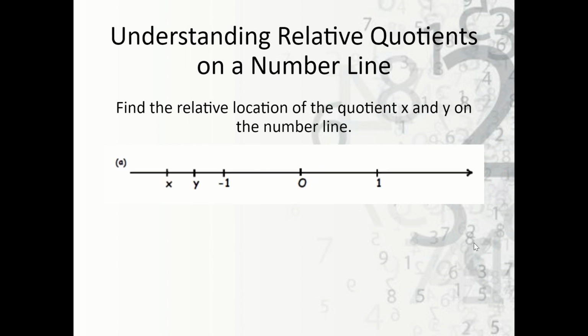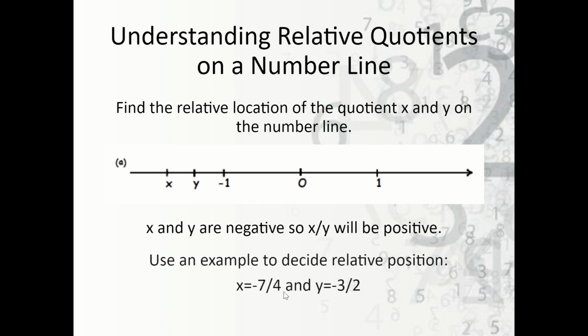Now we can do the same with quotients. We have these two here again, and we know that when we divide them, it's going to be positive because a negative divided by a negative is positive. So we're going to use what we had before. We called this one -7/4 and this one -3/2. When we divide them, we get 14 over 12, which is really close to 1, just a little bit past 1. So it should be somewhere right around here.